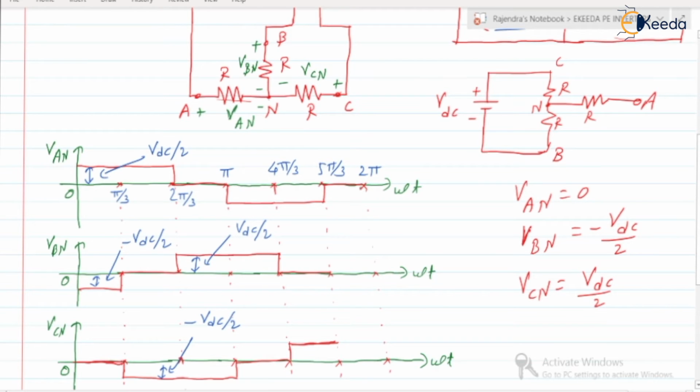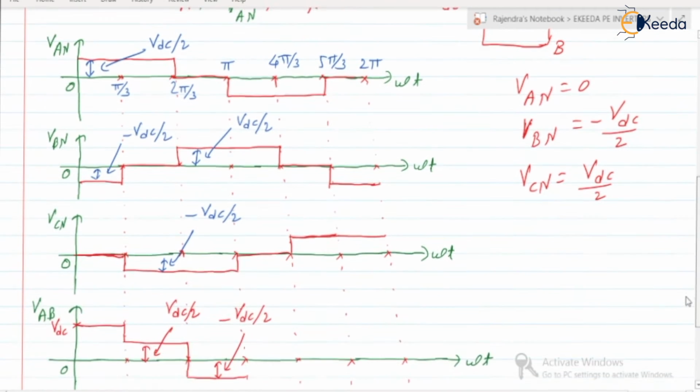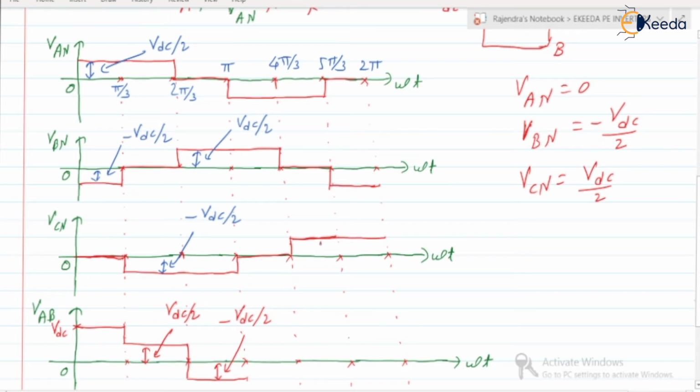VAN is 0. What about the VBN? Right, minus VDC by 2. And VCN is equal to plus VDC by 2. So these are the waveforms, right? This magnitude is plus VDC by 2. Okay, so these are the waveforms of phase voltages during the first six intervals.